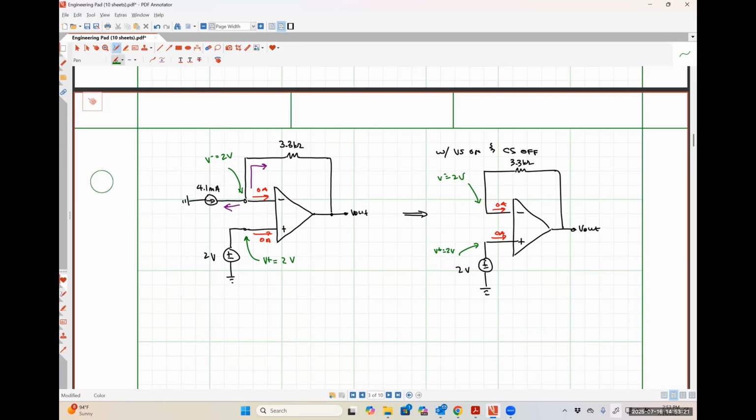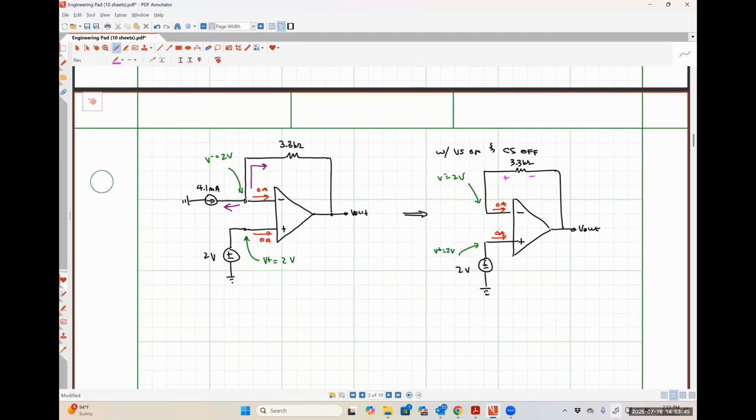Let me ask you guys a slightly different question here. This could be solved by applying KCL at this node if you wanted to, but I think we can do it intuitively. What's the voltage drop across this 3.3 kilo ohm resistor? 2 volts.